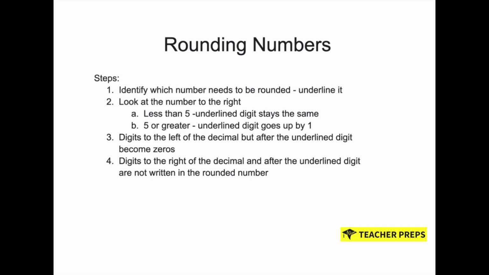When you round numbers, the first step is to identify which number needs to be rounded, and then underline it. Next, look at the number to the right of it. If it's less than 5, then the underlined digit stays the same. If it's 5 or greater, then the underlined digit goes up by 1. Then, digits to the left of the decimal but after the underlined digit become zeros. Those are whole numbers and are trapped by the decimal. But digits to the right of the decimal and after the underlined digit are not written in the rounded number.